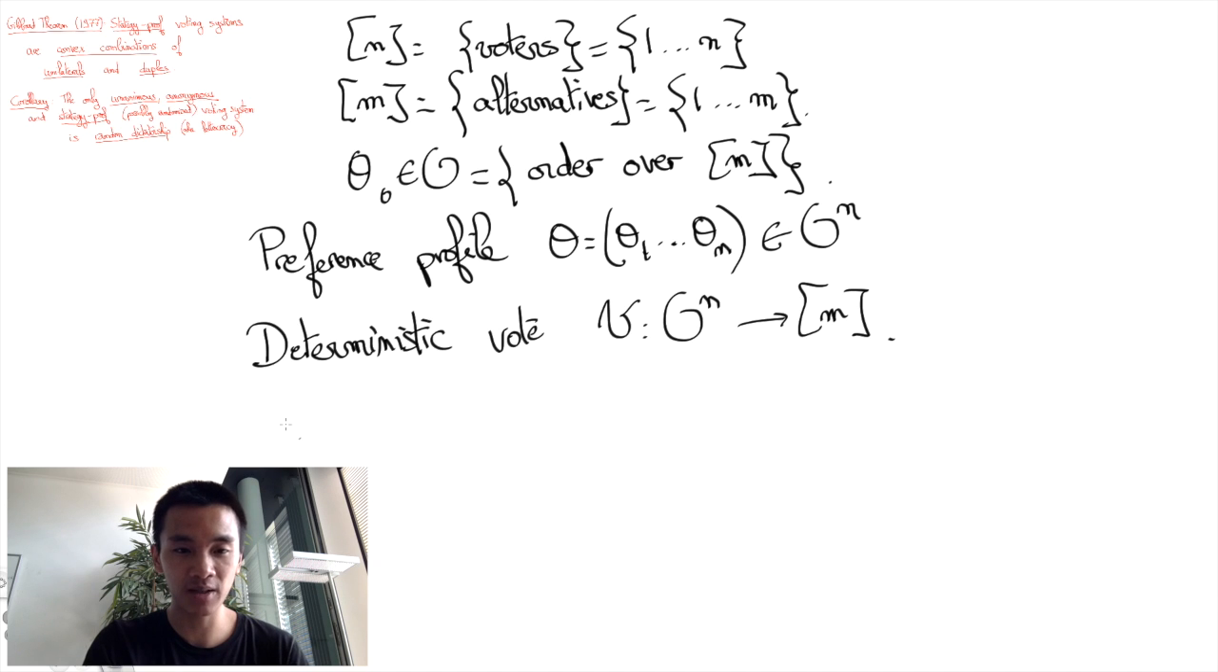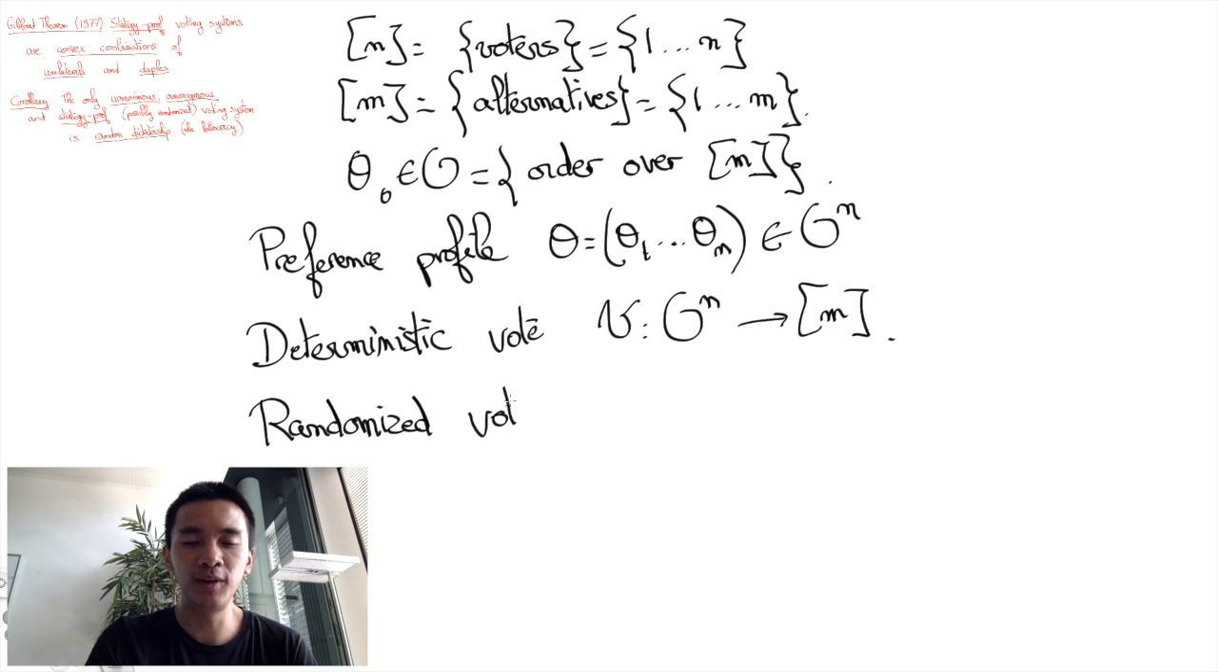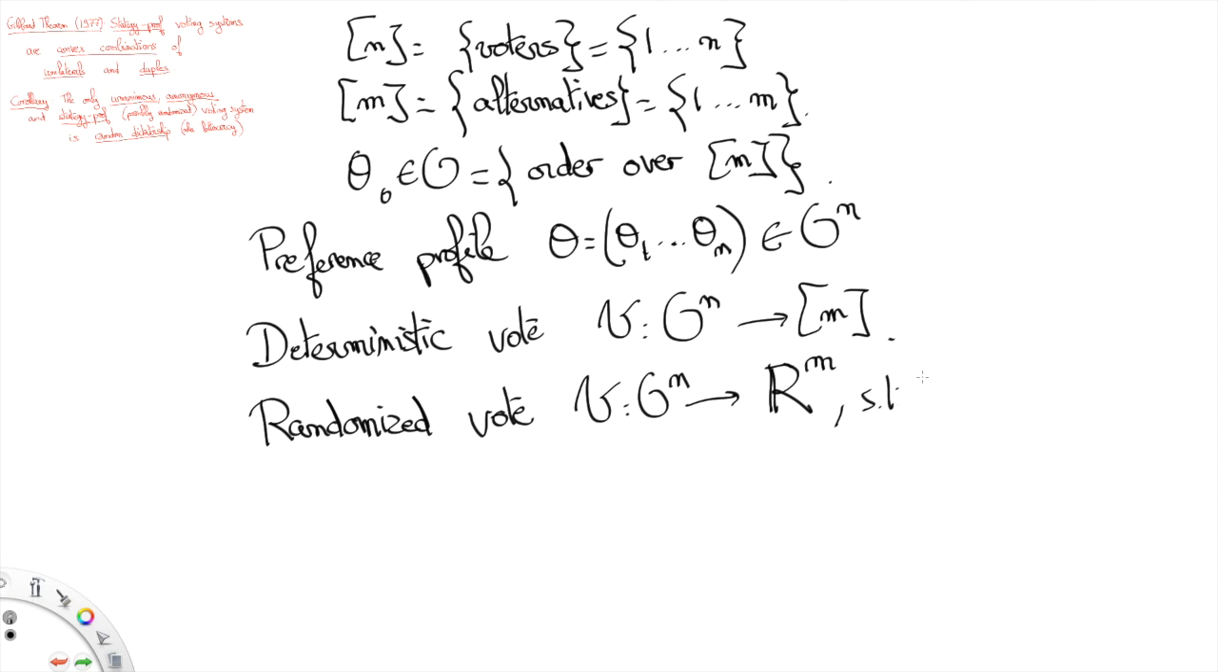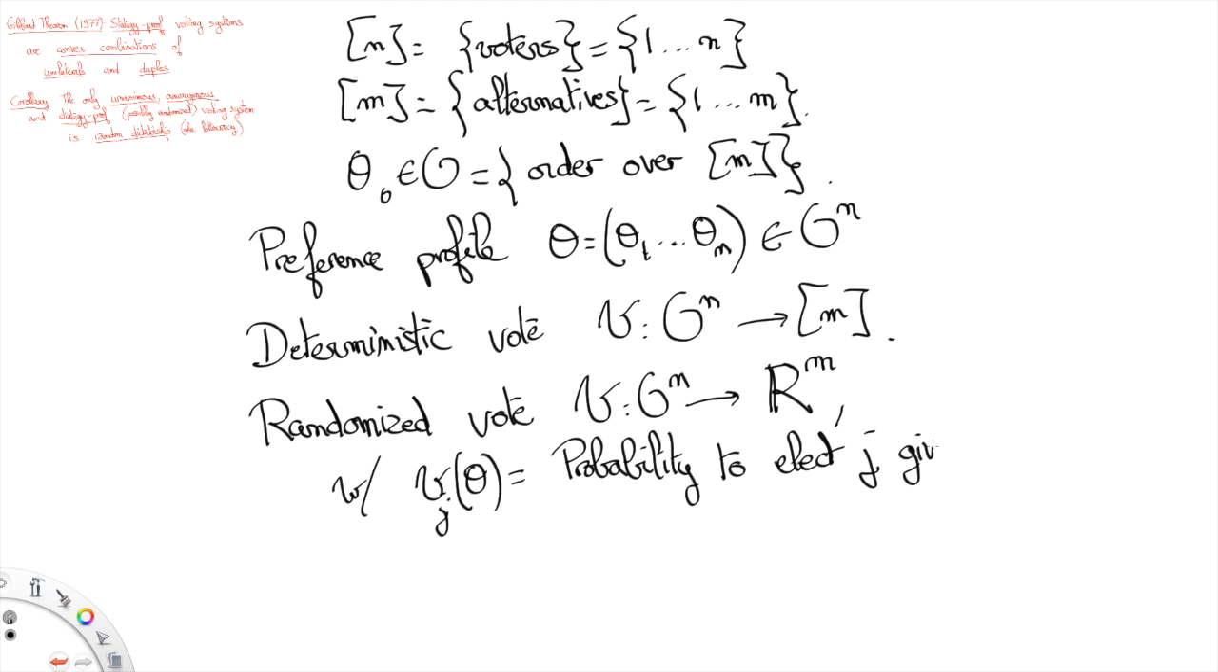the thing with the 1977 Gibbard theorem is that it also considers randomized votes, that is, functions V from O to the power n to R to the power m. That is, we're going to be able to measure Vj of theta, which is the probability of electing alternative j when the preference profile is theta in O^n.